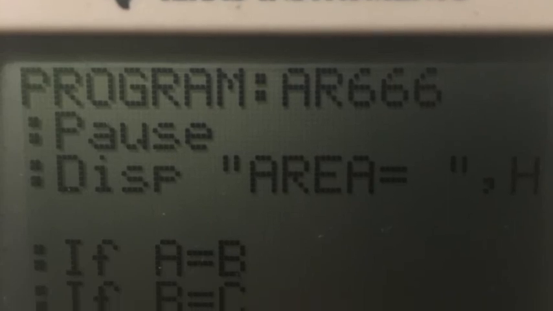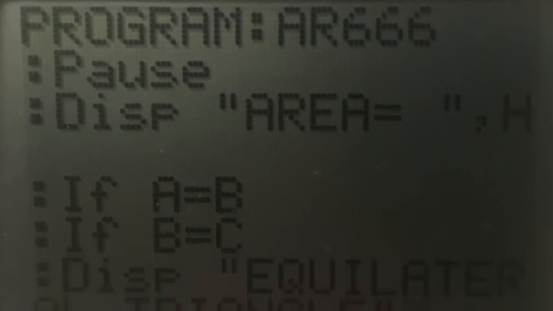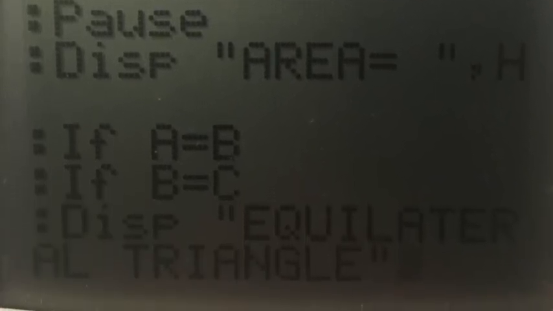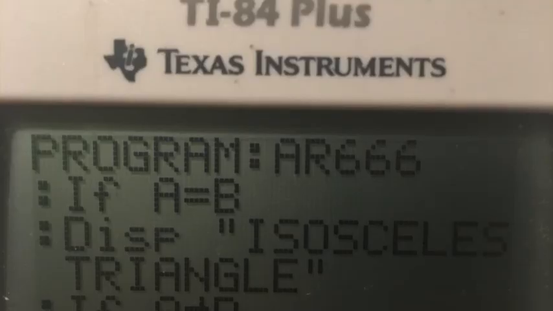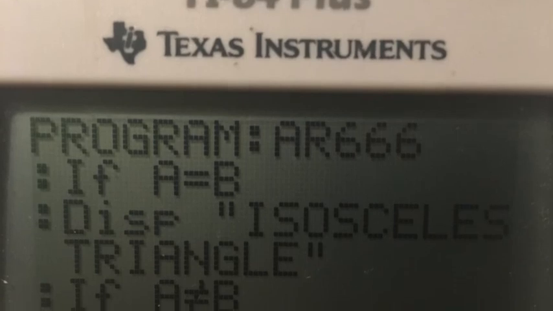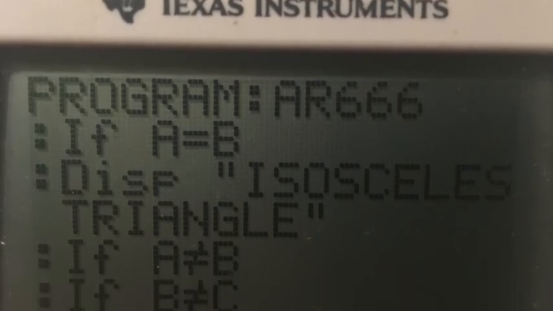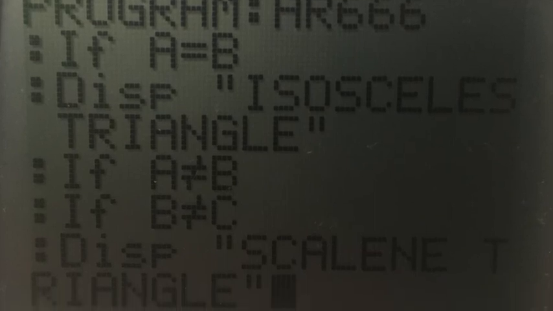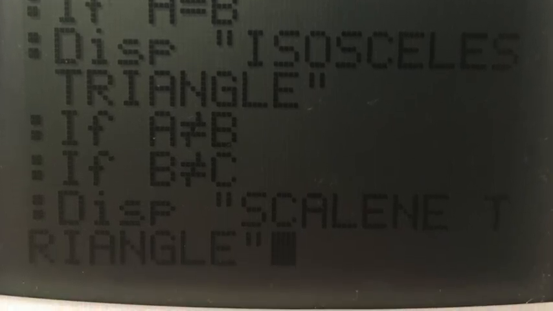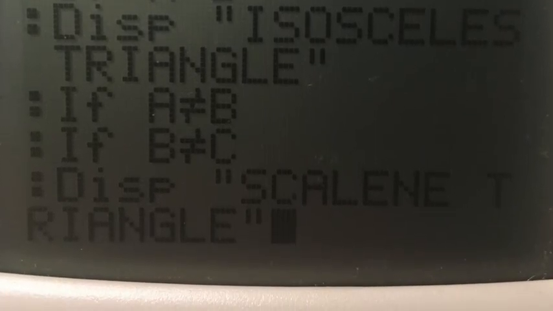Before we end it all, just for fun, add more if statements that will identify the type of triangle solved. Starting with the equilateral triangle where all three sides are equal, add if side B equals A and if side C equals B, display equilateral triangle. Follow the same steps to determine whether or not it is isosceles if A equals B, or scalene if A does not equal B and B does not equal C.